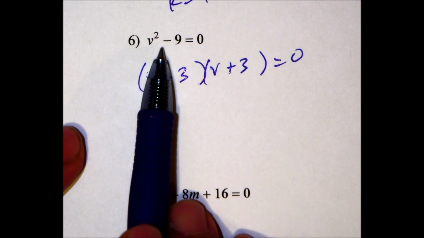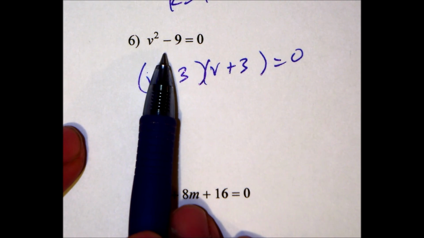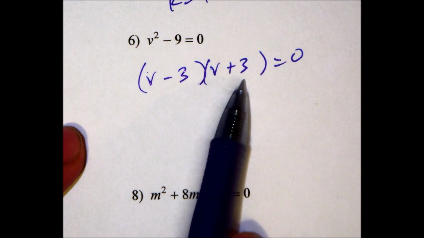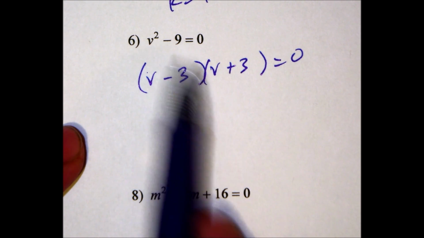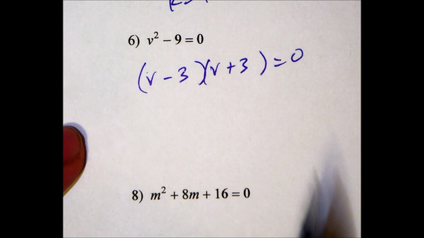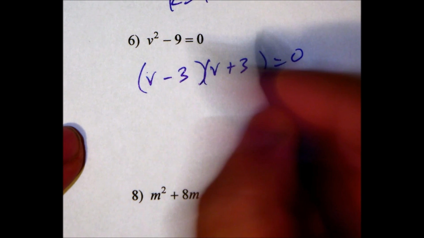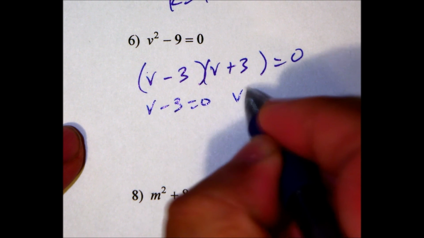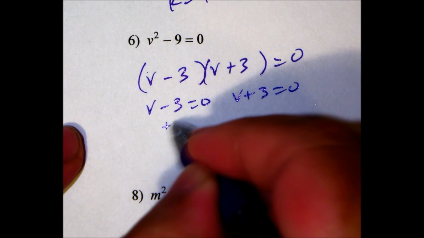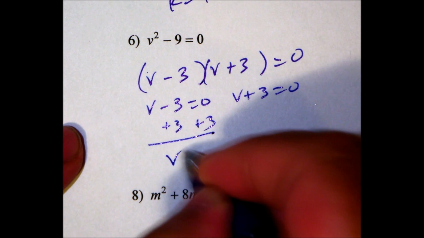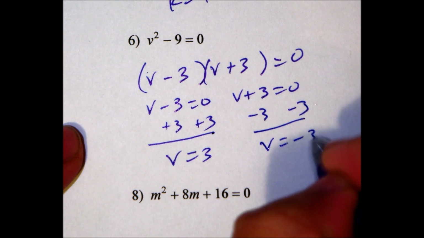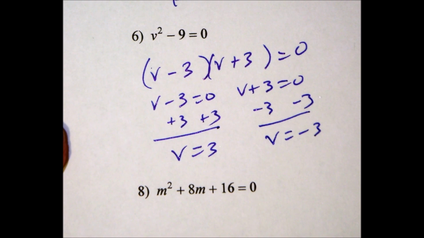Think of it this way. The middle term is missing. The v term is missing, the v without the exponent. Well, negative 3 plus 3 is 0. That's why it's gone, because they cancel each other out when you add them. But anyways, this is something you're supposed to memorize. So we got v minus 3 equals 0 and v plus 3 equals 0. Add 3, and you got v equals 3. Subtract 3, you got v equals negative 3. Alright, that's day 2.